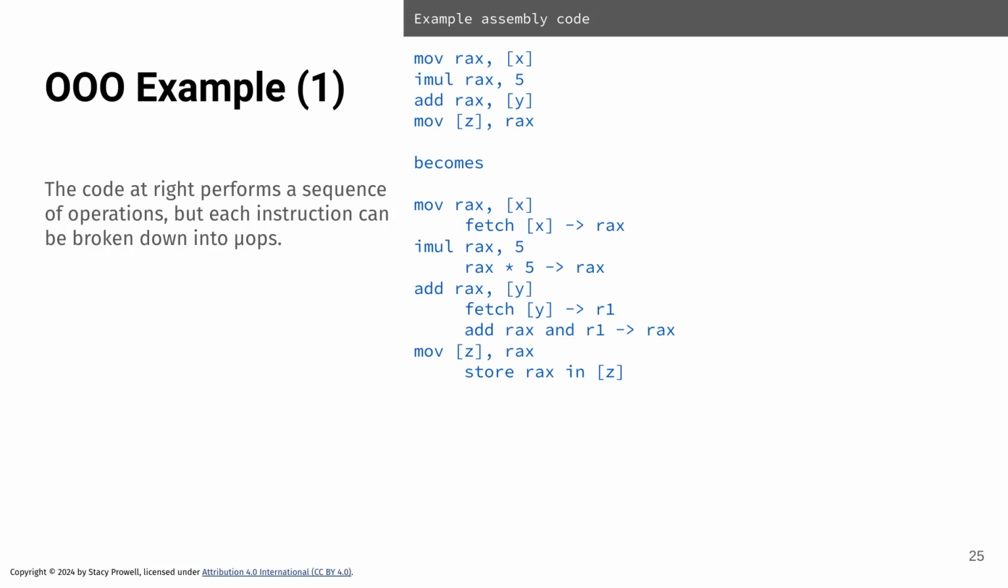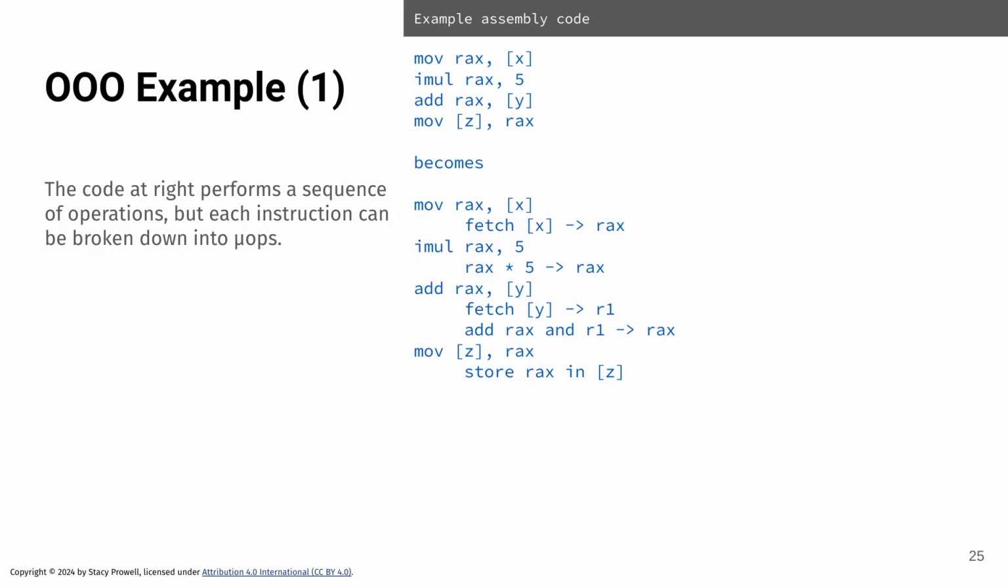We fetch the contents of address X and put it in RAX. We multiply the contents of RAX by 5 and put that in RAX. Those are both just simple one-op micro-ops. For the next one, we break it into 2 micro-operations. I fetch the contents of address Y and I put it in temporary register R1. Then I add RAX and R1 and store the result in RAX. And then finally, I store RAX in Z.